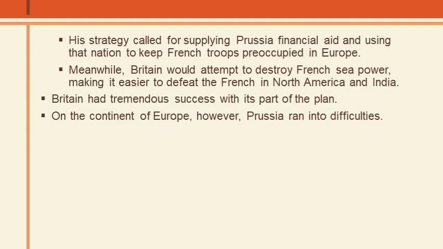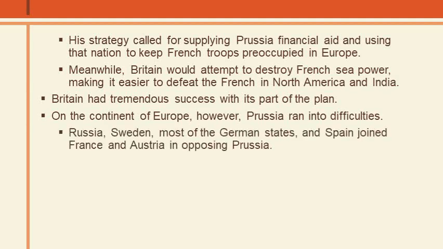But the Prussians had it tougher. They're surrounded. Again, you look at the map here, Prussia's in purple. They're surrounded by Sweden, by Russia, by the German states to the west of them, Spain and France. So they're getting ganged up on. Russia, Sweden, most of the German states and Spain joined France and Austria in opposing Prussia.